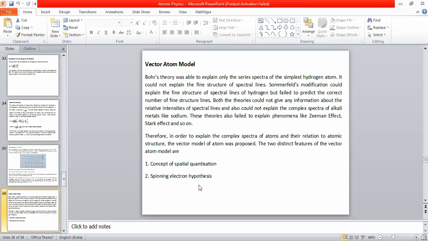So therefore these are the two important features. The first feature of the vector atom model is spatial quantization. I'm going to explain tomorrow. And the second feature is the spin electron hypothesis. So we are going to discuss in detail in tomorrow's class.